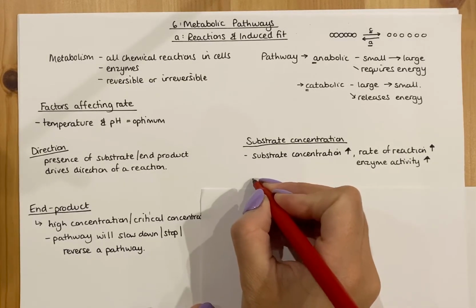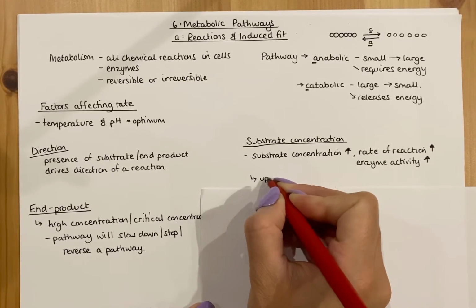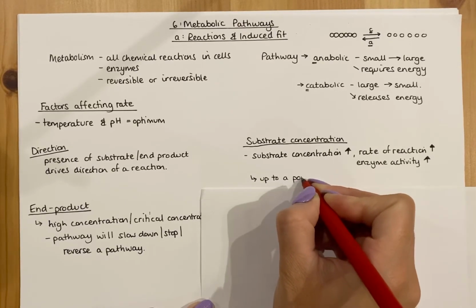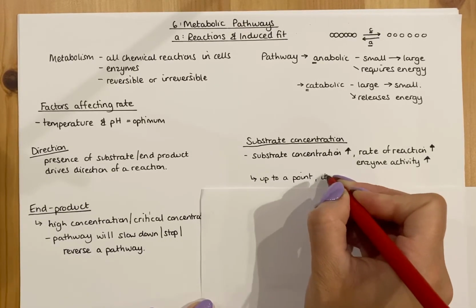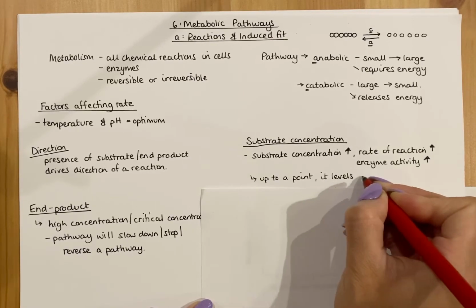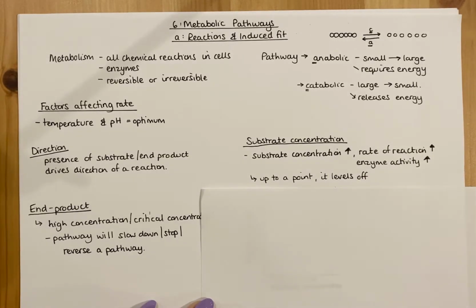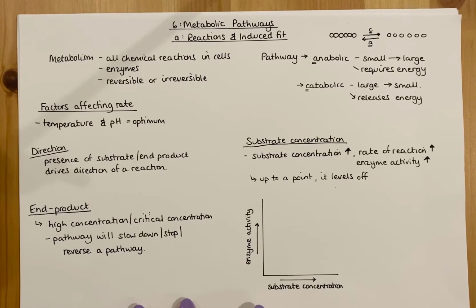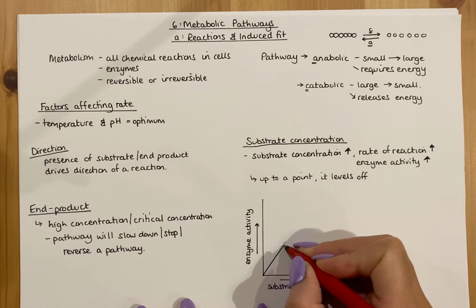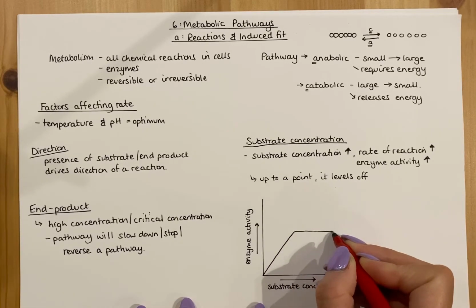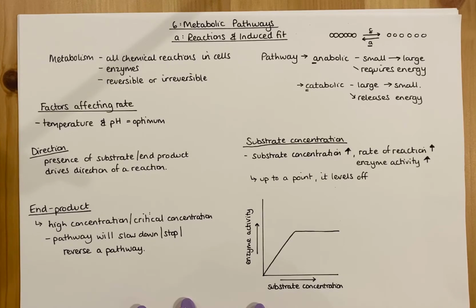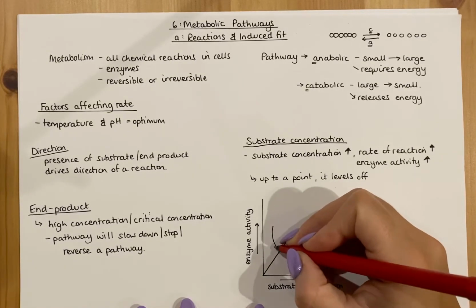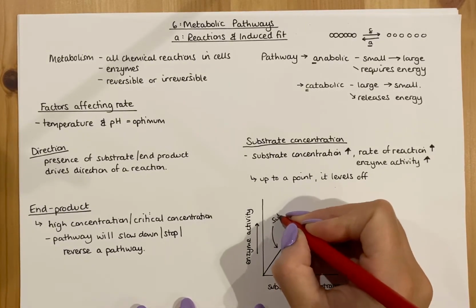But that is only up to a point. And at that point it levels off. So the activity of an enzyme levels off. I'm going to show you that on this graph here. So your enzyme activity is shown at the side and your substrate concentration is shown along the bottom. So in a graph to show this, what you would tend to see is something like this.